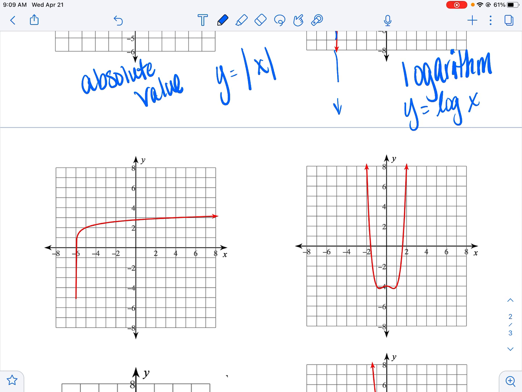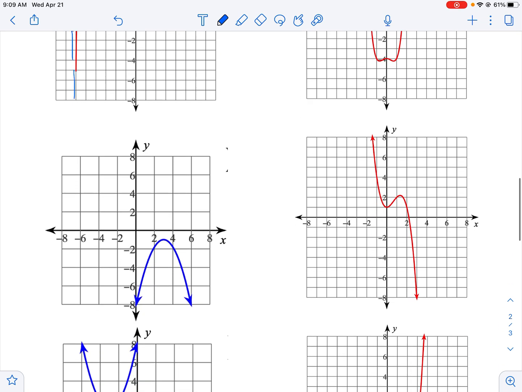And continuing with the logarithms, this just happens to be a different log. I don't know why I picked two of them, but this is yet another log graph. So y equals log of x. Okay.